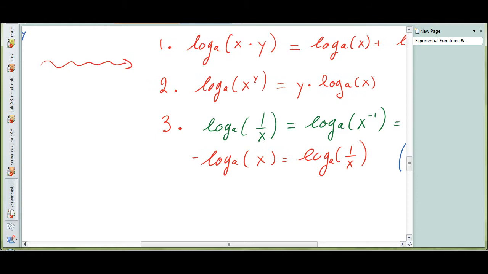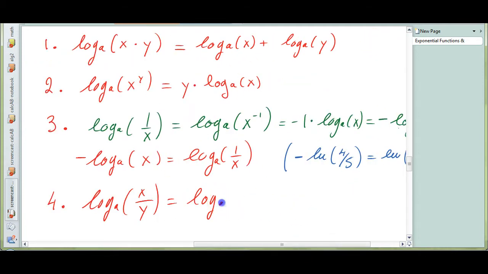I don't think I mentioned number 3 in class before the break. The last one is a mixture between 1 and 3. It says that the log of a ratio is the same as the difference of logs. The log of a product is the sum of logs, while the log of a ratio is a difference of logs.